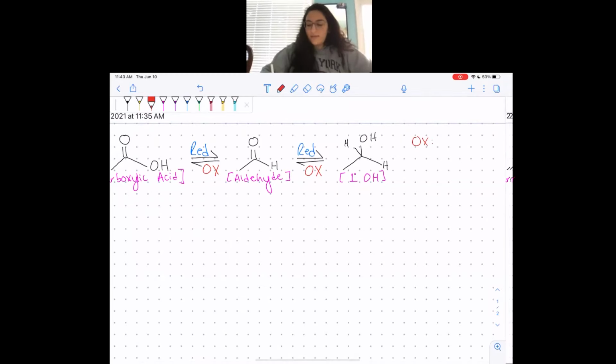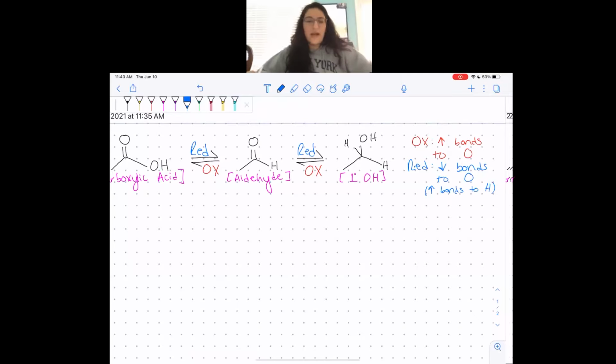Oxidation, we make more bonds to oxygen. Whereas a reduction, we reduce the number of bonds to oxygen, or you can say more bonds to hydrogen. Either one of those ways of thinking about it is valid. They're both going to give you the same answer.